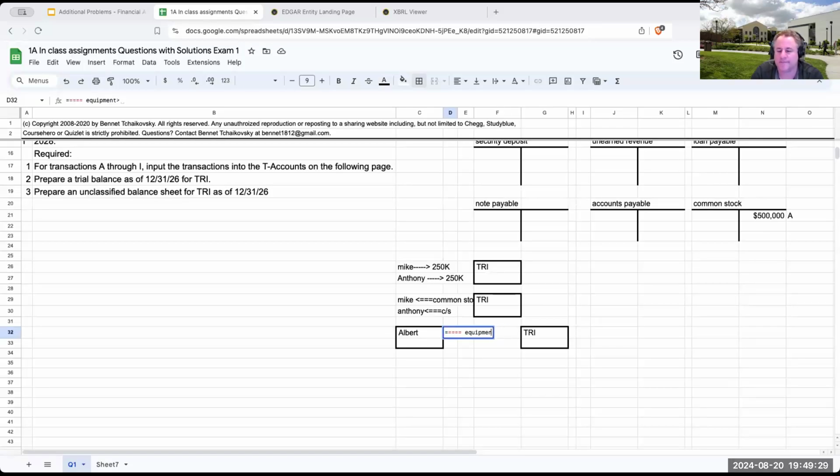Oh, it doesn't like this one. Oh, I know why. I put an equal sign without doing my fun stuff. So Albert's giving equipment now.